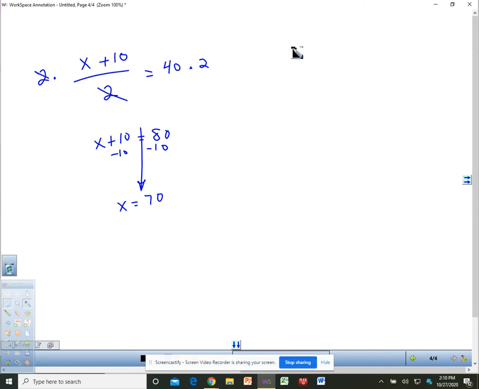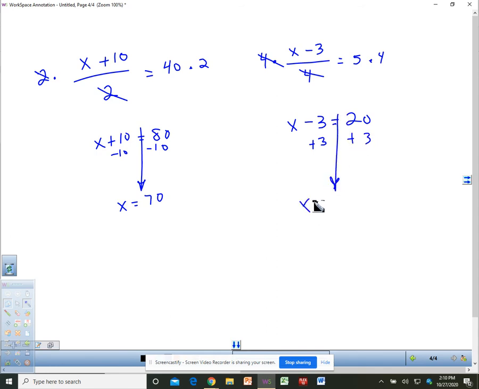Okay, I'll try another one. Let's go x minus 3 divided by 4 equals 5. So first thing, notice how it's all being divided. So we want to multiply by 4 to get rid of those right away. And now we have x minus 3 equals 20. Now we can add 3 to both sides after I drop my anchor, and x equals 23.